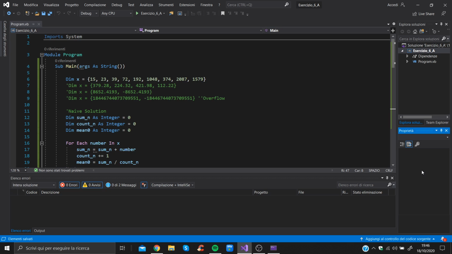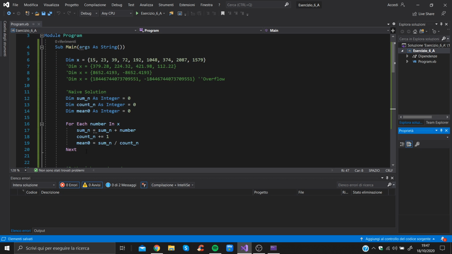In this video, I will show how to solve exercise number 6a, which refers to the problem of the naive solution. Given the naive solution, that is this one, we need to find a better solution for computing the arithmetic mean of some numbers. So let's see the first example that we have.